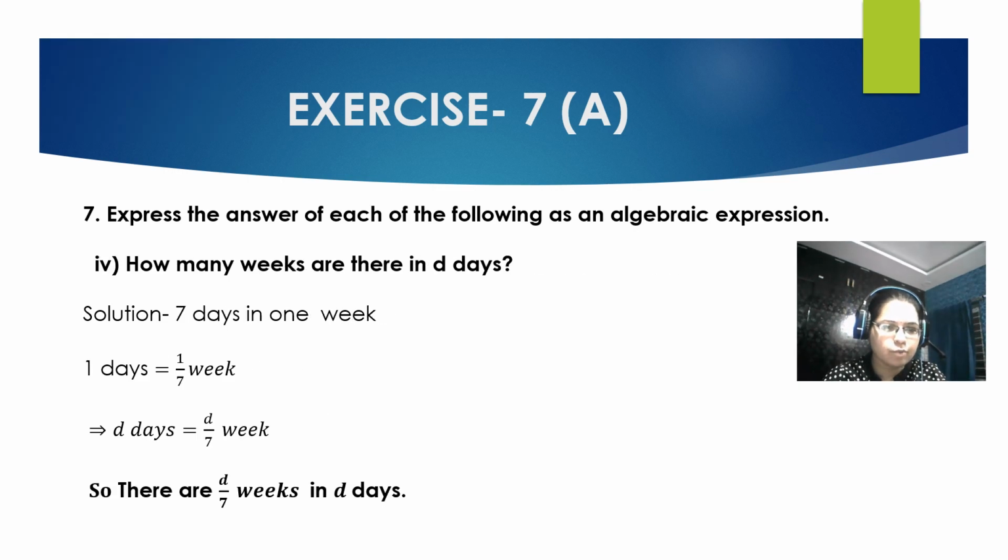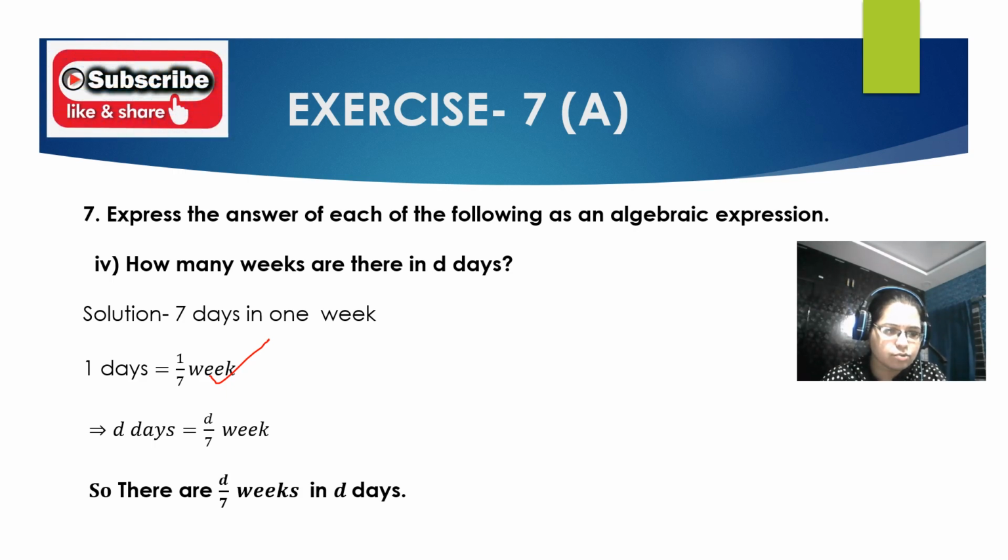Now fourth bit. How many weeks are there in D days? 7 days in 1 week. So 1 day will be 1 divided by 7 weeks. So D days will be D divided by 7 weeks. That is 1 divided by 7 multiplied with D. That is D divided by 7 weeks. So there are D divided by 7 weeks in D days.